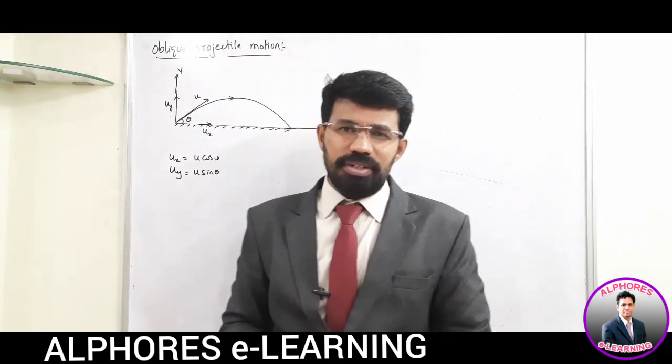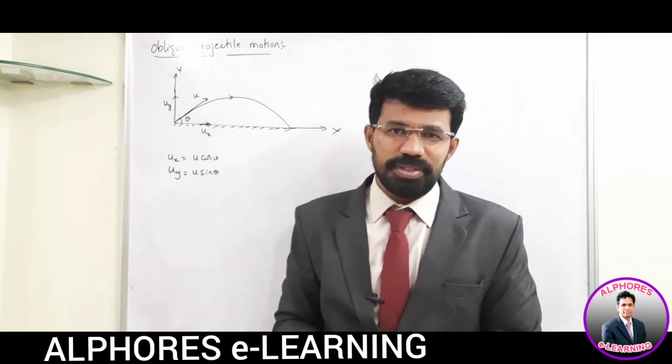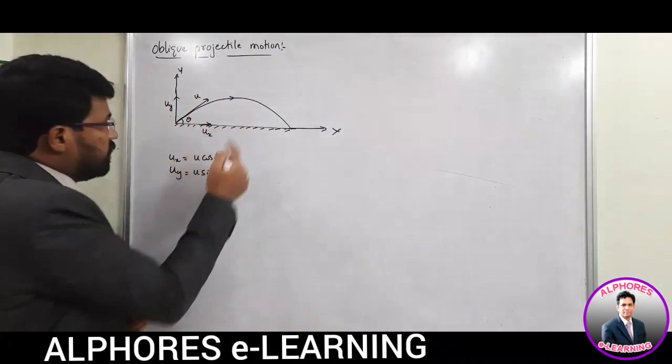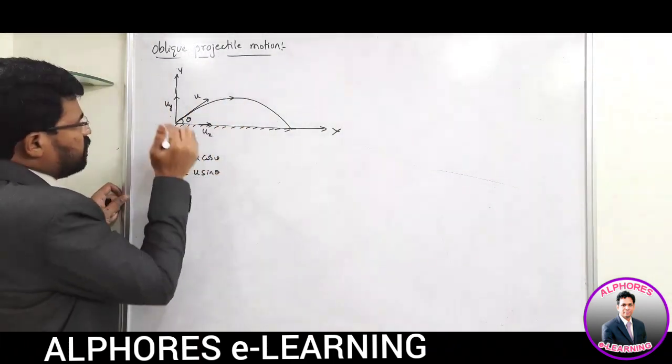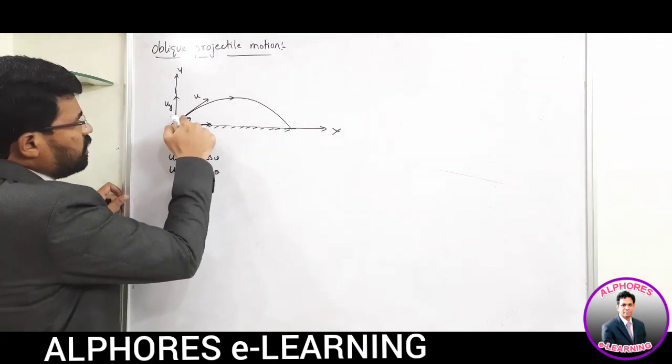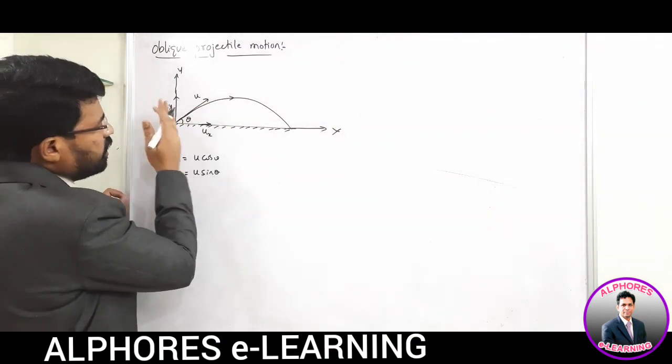There is a need for resolving this initial velocity into two components. If you see this trajectory, when the body is projected from this point, I'll take it as O, simultaneously, what is happening? It is going up and it is going ahead.